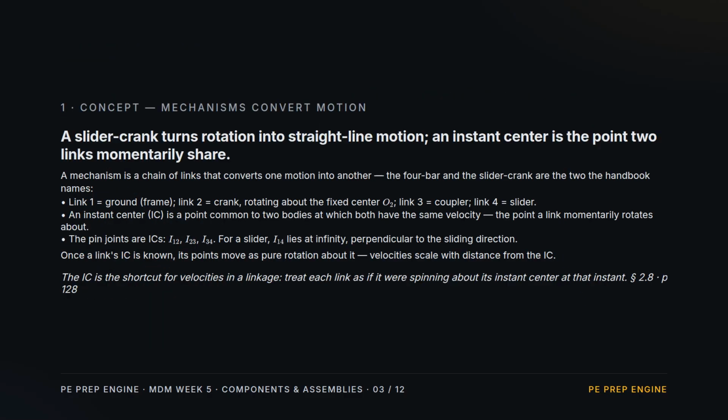Concept 2. Mechanisms convert motion. A slider crank turns a crank's rotation into a slider's straight-line motion. A 4-bar links 4 members. The key tool is the instant center, a point 2 links momentarily share with the same velocity, and the point a link seems to rotate about right then. The pin joints are instant centers. For a slider, one of them sits at infinity, perpendicular to the sliding direction. Know a link's instant center, and its velocities follow as pure rotation about it.